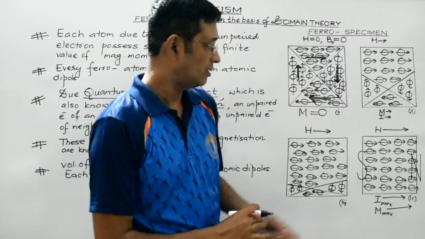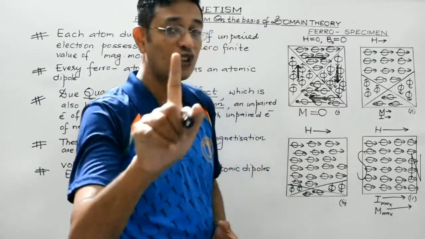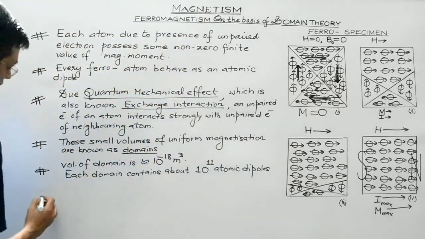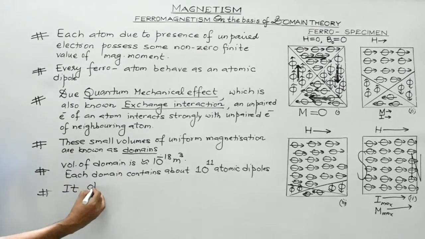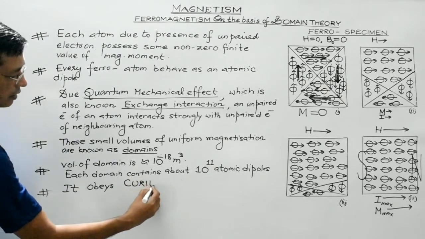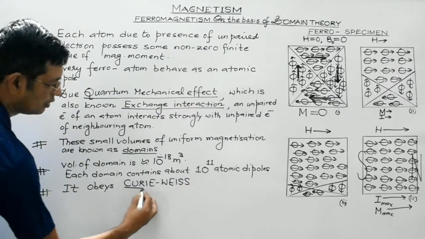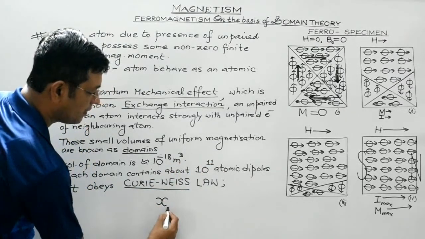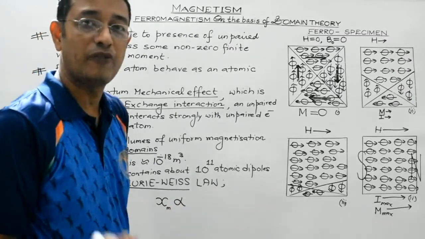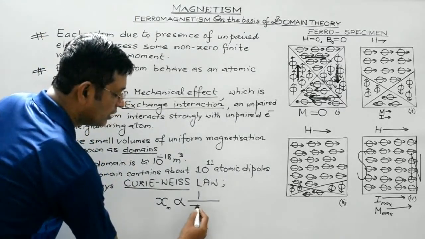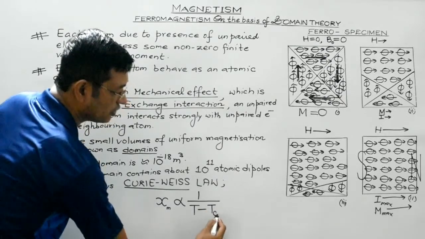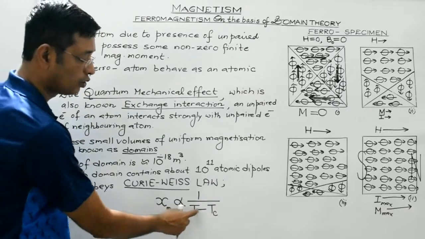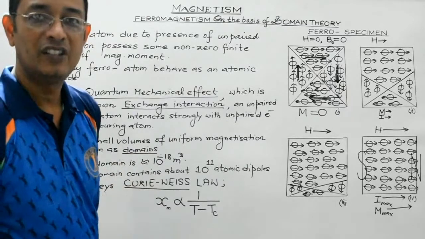And I was talking about the ferromagnetic behavior and its dependence on temperature. It does not actually obey Curie's law. It actually obeys the Curie-Weiss law, which states that the magnetic susceptibility of a ferromagnetic material is inversely proportional to the temperature that exceeds its Curie temperature. I repeat, students, the magnetic susceptibility of a ferromagnetic specimen is inversely proportional to the temperature that exceeds its Curie temperature. Tc is the Curie temperature.